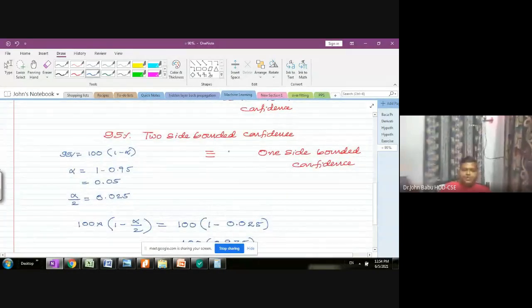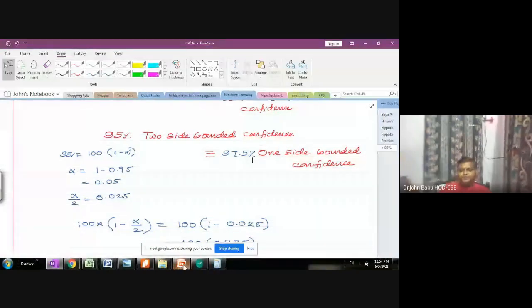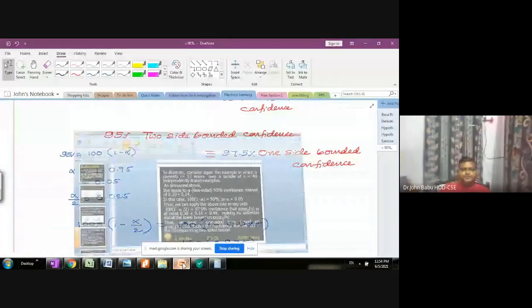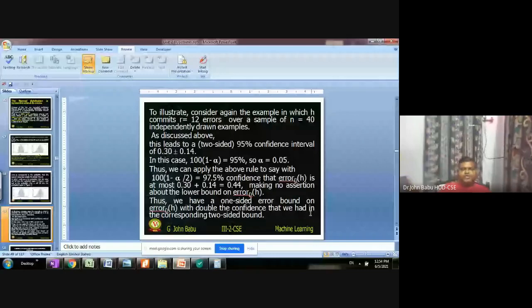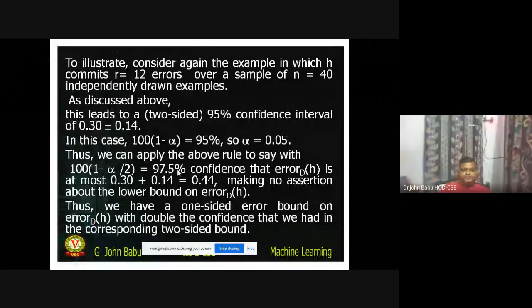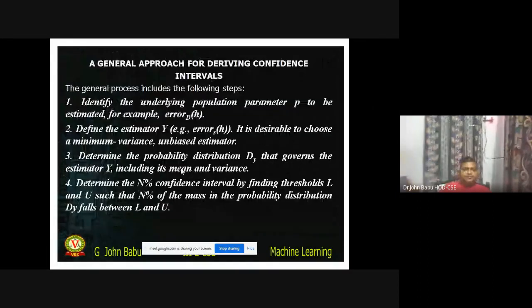So 95% two-sided means 97.5% one-side confidence. That is what we have written here also. 97.5%. Confidence will increase.